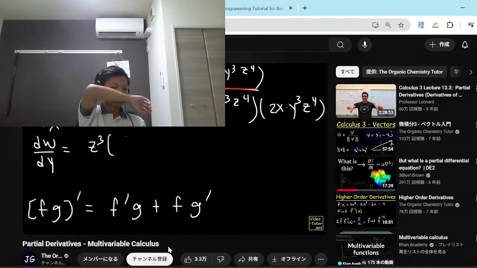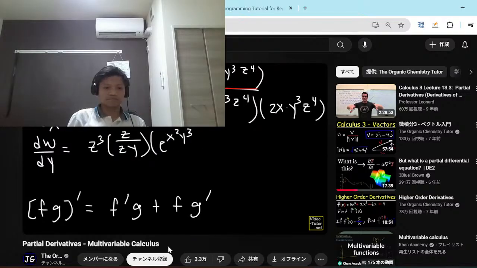So the derivative of zy is simply z times 1 over z, which is differentiating the y variable, divided by the original zy, times the other function, which is e^(x² y³ z⁴). So this part is like f prime, and this is g. Now for the second part.